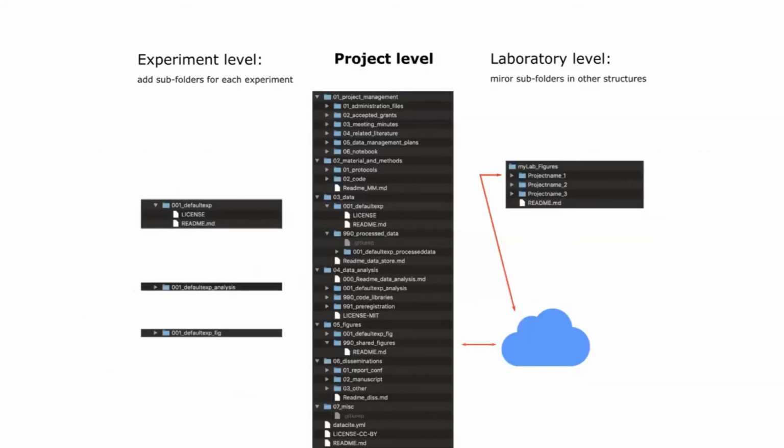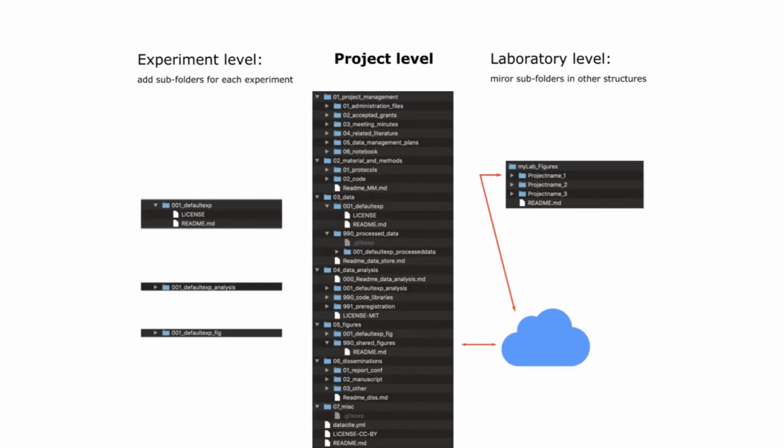So one other piece of feedback we got is that there are different levels of organization. There is the project level, which gets the organization I presented before. There's also an experiment level. So one project is made of several experiments. And to take that into account, we had this idea to create different subfolders for each experiment at different places in the project level organization.